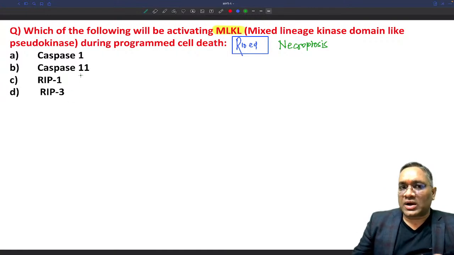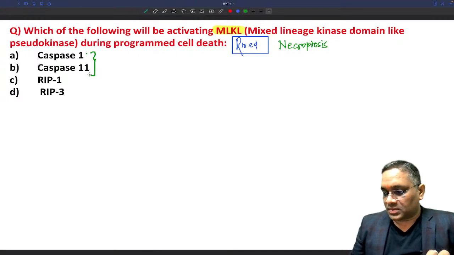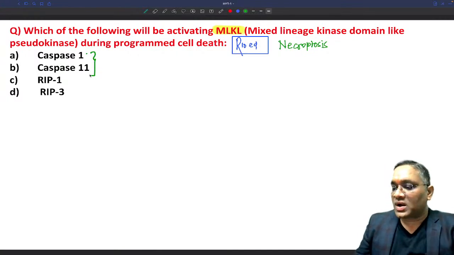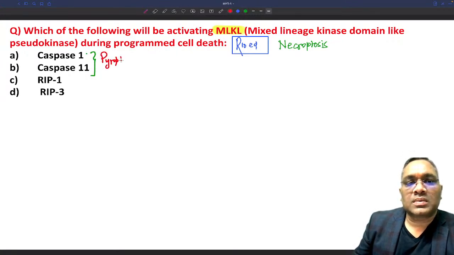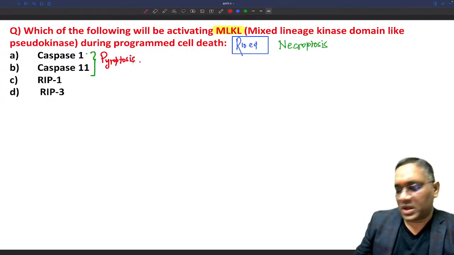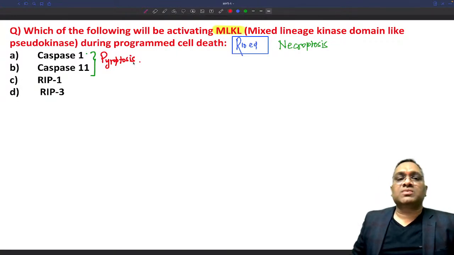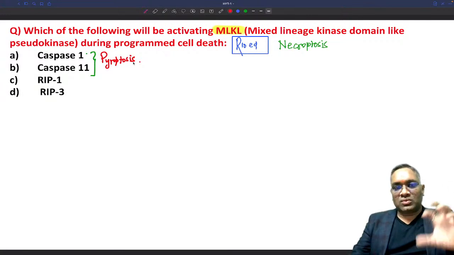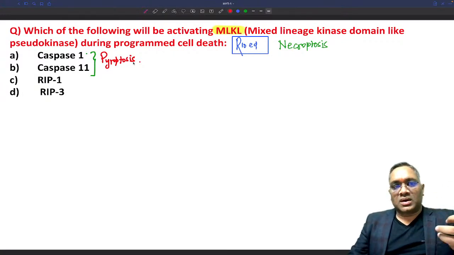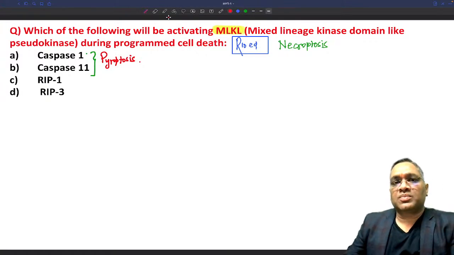Now, caspase 1 and caspase 11, where will you see them? Tell me in the comment box. Caspase 1 and 11 are in which process, necroptosis or pyroptosis? This will be seen in pyroptosis, right? That is the one important thing we have to remember. So it is not seen in necroptosis, so options A and B are ruled out. If you know all these things, if you have gone through my notes, you can easily rule these out, right? Caspase 1 and 11 is with pyroptosis.